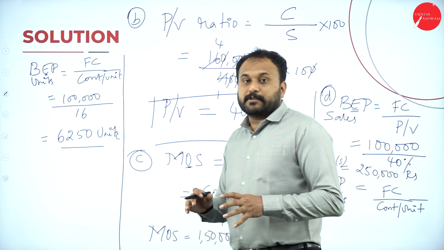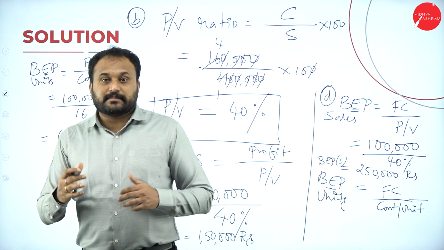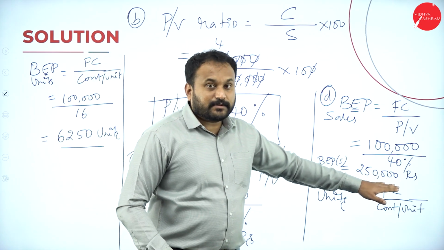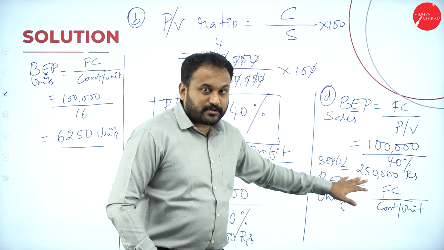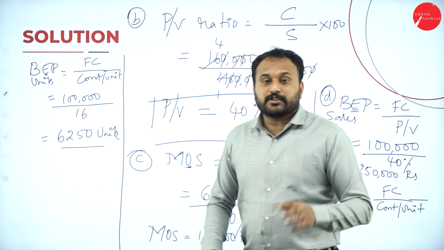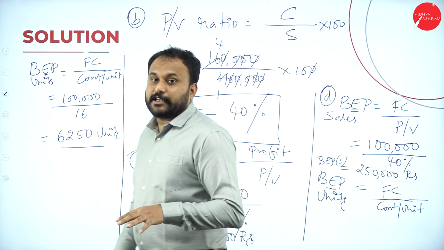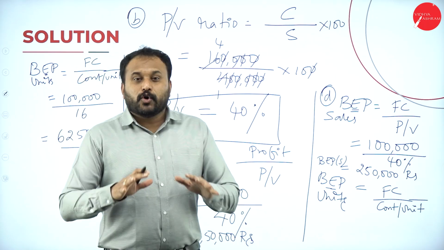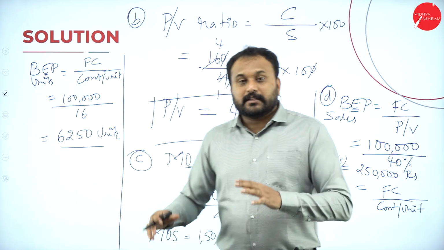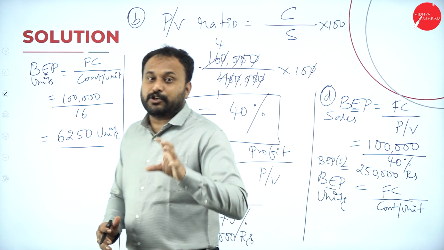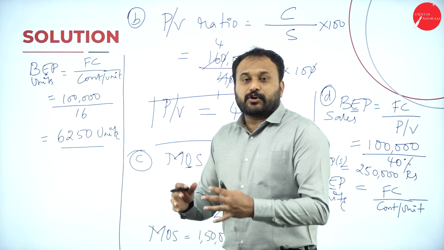So hope you people are able to understand what exactly we are supposed to go with. Now, that is 2,50,000 rupees sales you are supposed to do, and you are supposed to produce 6,250 units. Only then you are in a place where we call it neither loss nor profit. Hope you understand the MOS formula, the BEP in sales formula and BEP in units formula also.